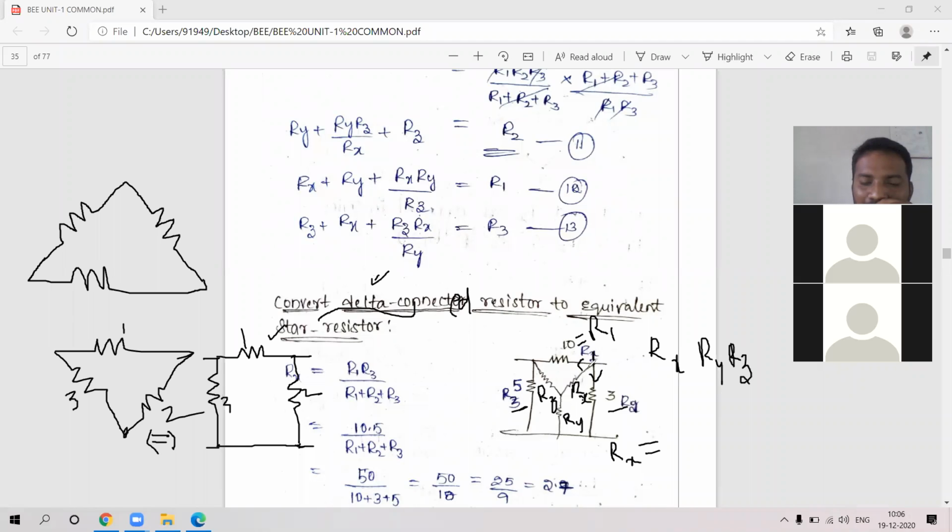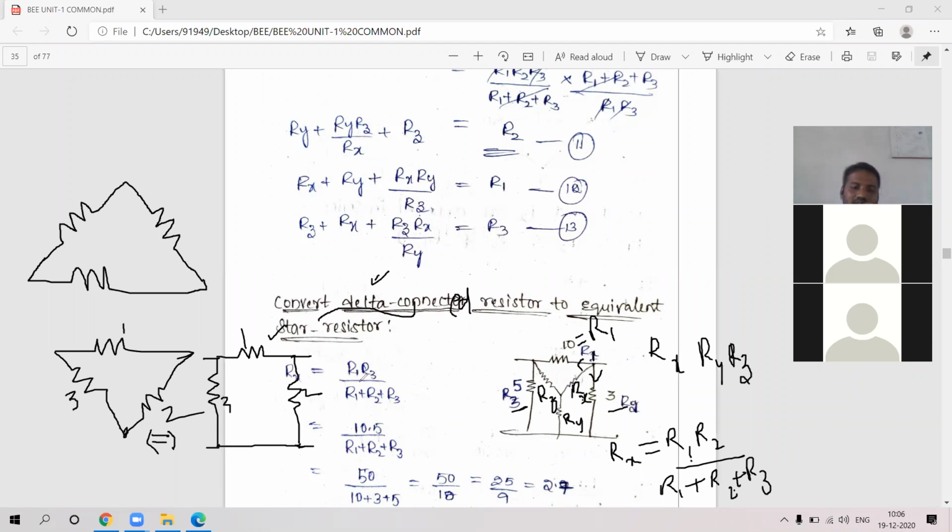So likewise, we have to say that it is a parallel connection. That's why we got the formula for Rx. I have considered this as R1, this as R2, and the formula is R1 R2 by R1 plus R2 plus R3.